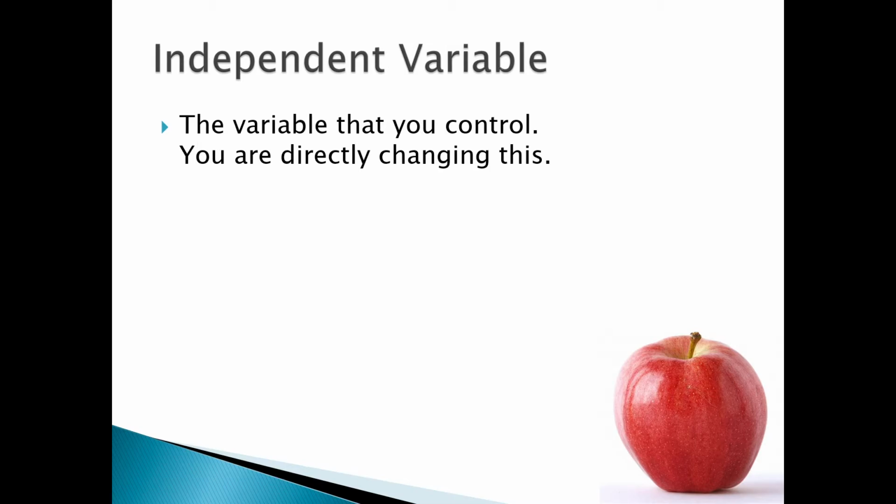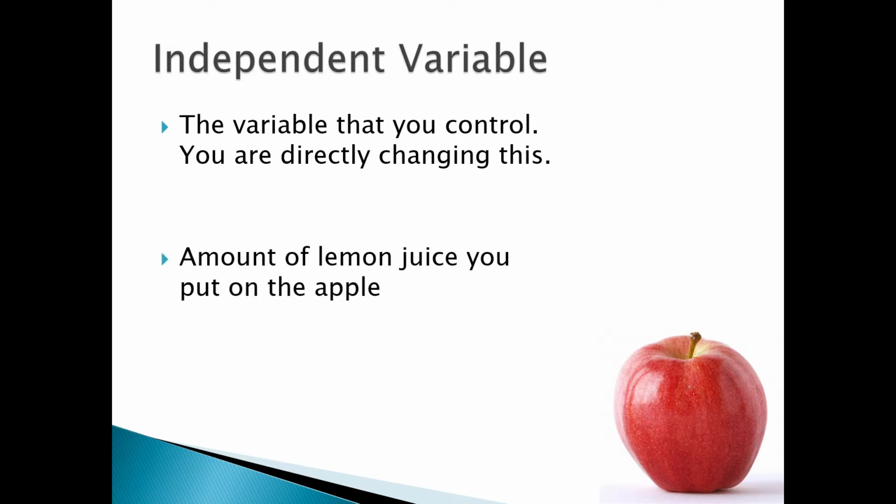Your independent variable is the variable that you control. So you are controlling something. You are directly changing this. And in our experiment, that would be, well done, the amount of lemon juice you put on the apple. So the variable that you control, you are directly changing how much lemon juice you put on the apple.